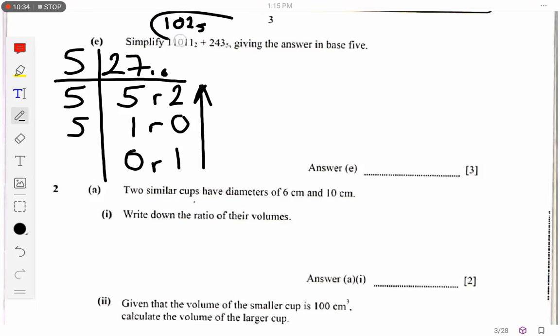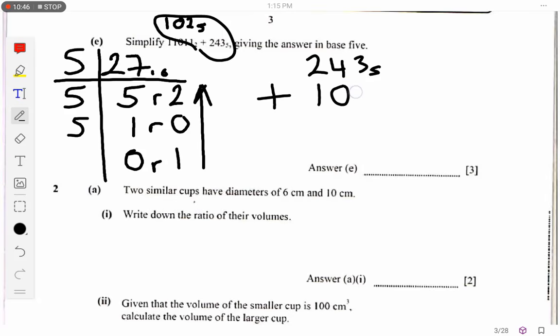Now we can add this number and this number here. Okay, let's add them together. We are going to say 243 base 5 plus 102 base 5. Let's add.